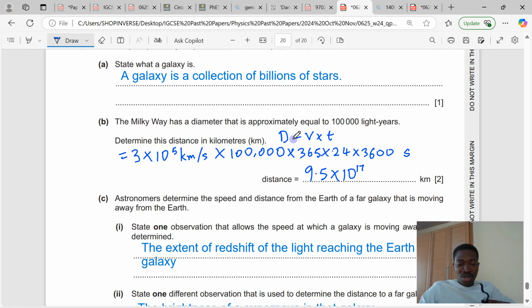So now distance is velocity times time, where velocity is the speed of light expressed in kilometers per second, which is 3 times 10 to the power 5 kilometers per second. Multiply it by the time in seconds, that's 100,000 times 365 times 24 times 3,600 seconds. Once you multiply these two, you get 9.5 times 10 to the power 17 kilometers.